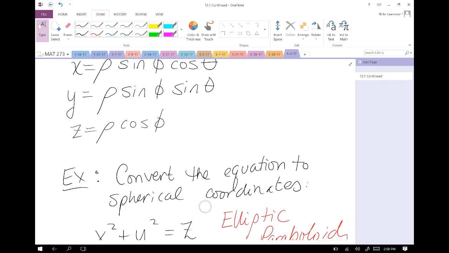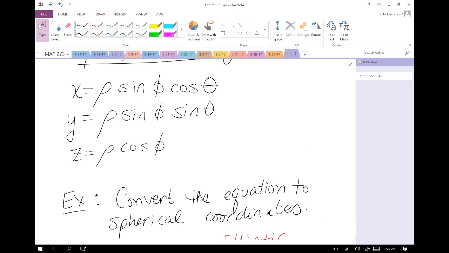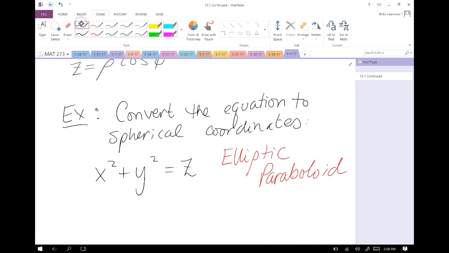So we're going to replace x with rho sine phi cosine theta, y with rho sine phi sine theta, and z with rho cosine phi. And we're going to do a bunch of simplifying. If possible, spherical equations like to be solved for rho. So if at all possible, when we're done, we would like this to say rho equals something.